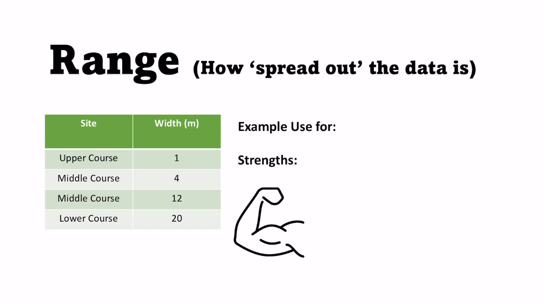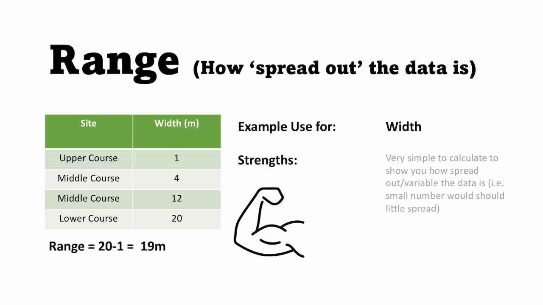Another example we could use is range, which simply means how spread out the data is. What I've done here to take the range is take the highest value of 20 for the width, and the lowest in the upper course, which is 1, and I've got a range of 19 meters. So I'm going to use width as an example. It's similar to the mean in that it's very simple to calculate, and it shows us very simply how spread out that data is. If the data here had actually just been 1 meter, that would show me that there isn't much difference between the upper and lower course. The smaller number means the smaller spread, the larger the number, the larger the spread.